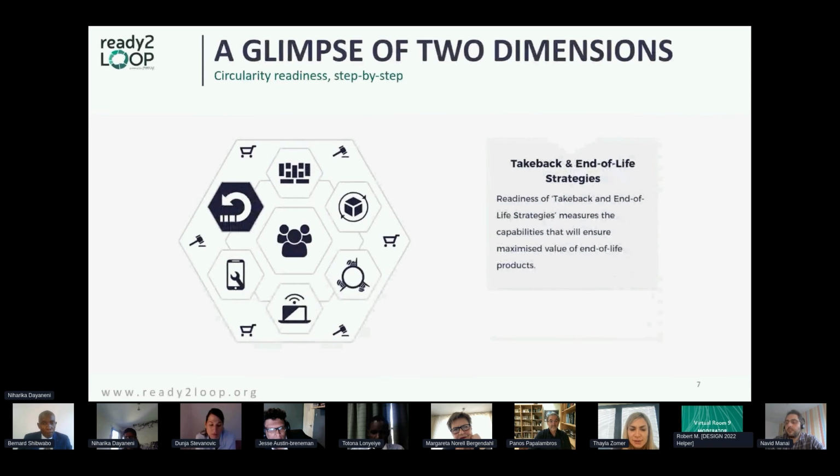The other example is a take-back system, which is like another dimension, and end-of-life strategies. And readiness of take-back systems and end-of-life strategies measures the capabilities that you will ensure maximize value at the end of the life of the products. Can you go to the next slide, please?